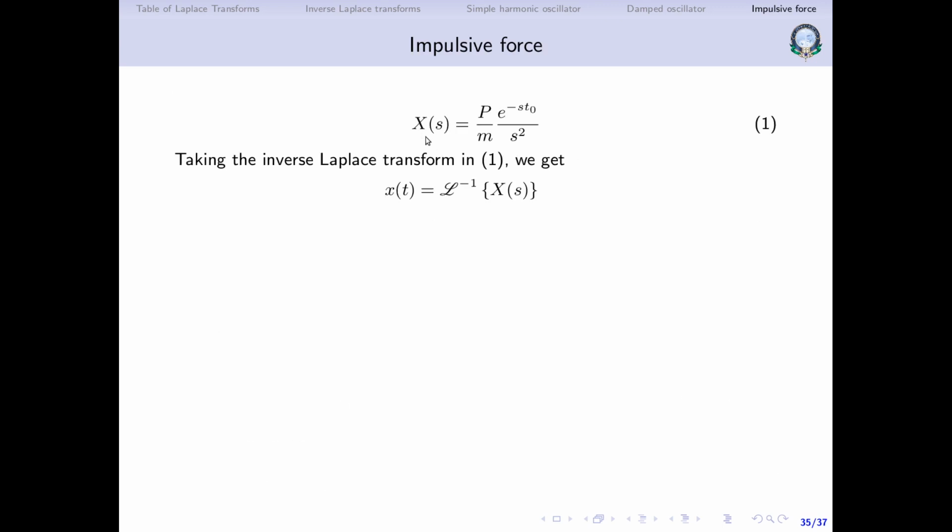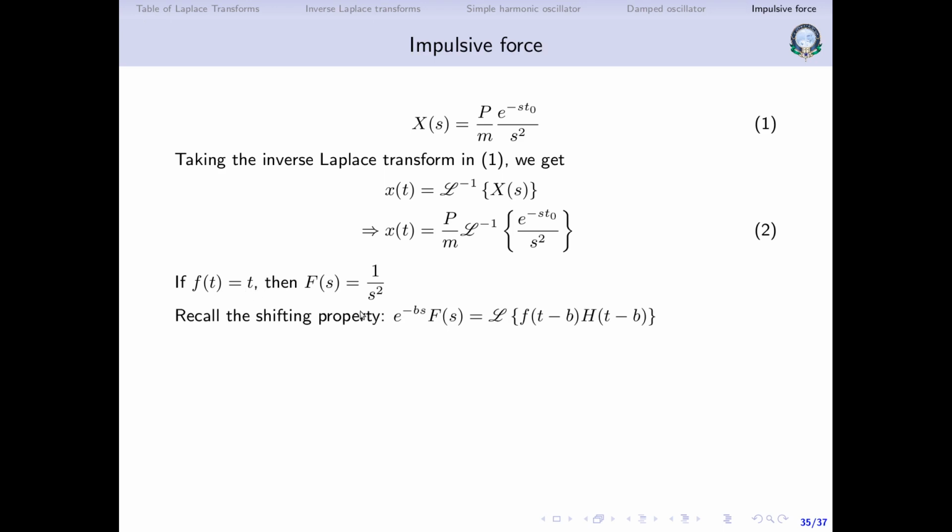We want to find out x of t. All you have to do is take the inverse Laplace transform of this. So x(t) is equal to the inverse Laplace transform of capital X. p/m will come outside. We'll take the inverse Laplace transform of e^(-s t0) / s^2. Now let's say small f = t. Then capital F, its Laplace transform, will be 1/s^2. Basically, I want to find out the inverse Laplace transform of 1/s^2, which is simply t.